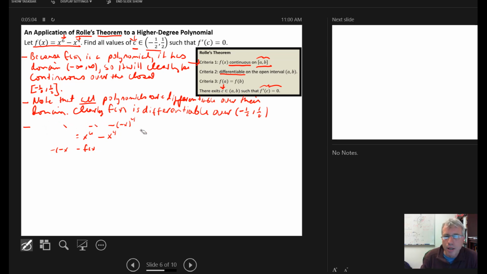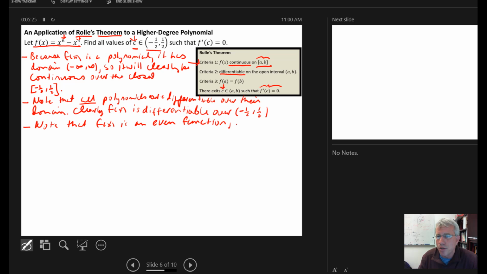So here I can notice from pre-calculus, without having to do any work, I have an even function. Note that f of x is an even function. This is from pre-calculus, and this is why we discuss these ideas in pre-calculus, so we could use them. F of negative 1/2 equals f of 1/2. I don't need to plug the numbers into the function to figure that out.